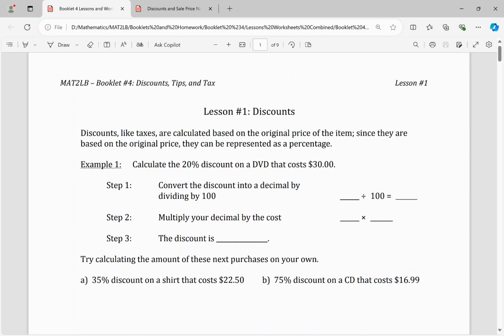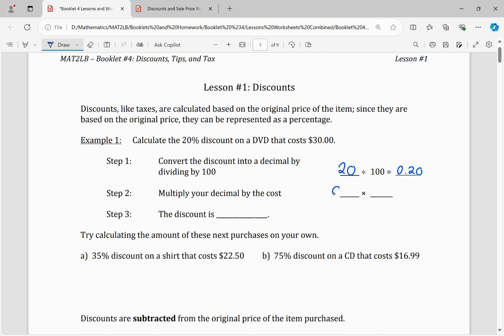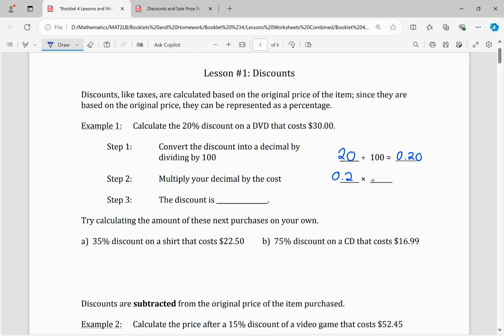So let's get started on example 1, which asks us to calculate the 20% discount on a DVD that costs $30. Now, as usual, if you would like to perform mathematics with percentages, they need to be in decimal form. So we're going to take that 20, we're going to divide it by 100 to get 0.20. So what we're going to do next is we're going to take this 20% and we're going to multiply it by the cost of $30.